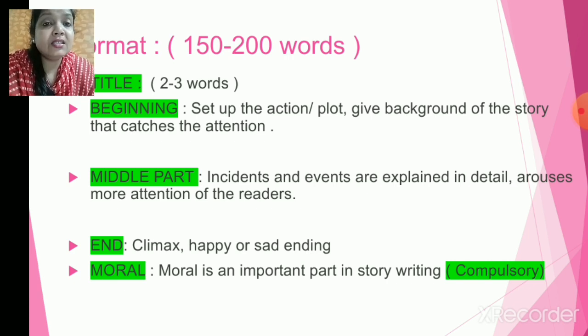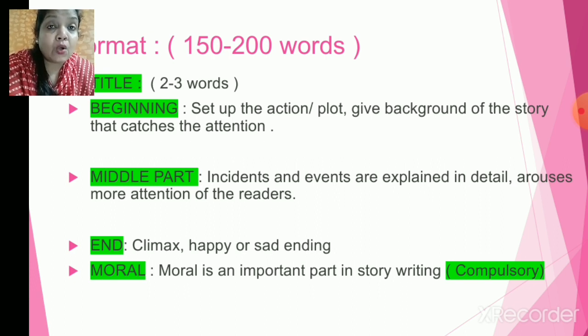Then your end is basically the climax of the story. You can make sure that the story has a happy ending or a sad ending. It depends on you. Then the moral of the story. The moral is very, very important. It is an important part in story writing. It is a compulsory part in your story. You can't skip the moral of the story. The reason is you need to tell the teacher or the writer what you have learned from the story.